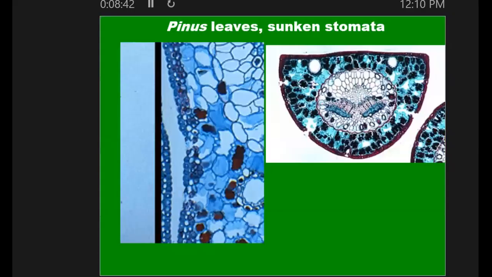Okay, and so they don't have stomatal crypts like what we saw in some other leaf designs, but the stomata is recessed enough to slow down loss of water, transpiration. They're slowing down the transpiration process of the water exiting out of the leaf or the needle.